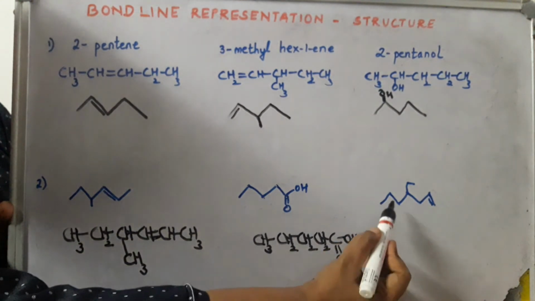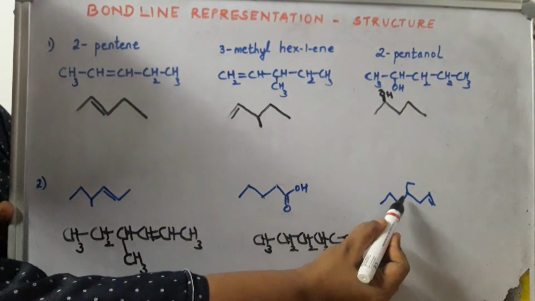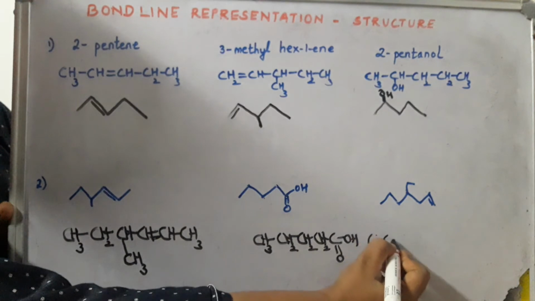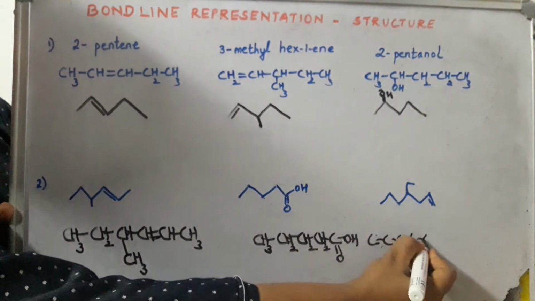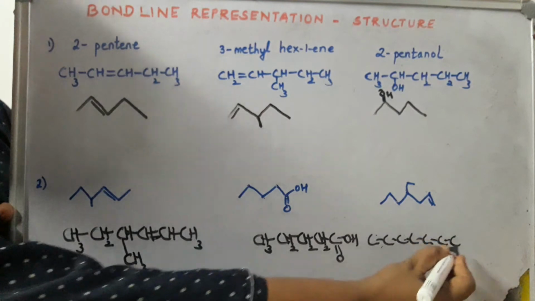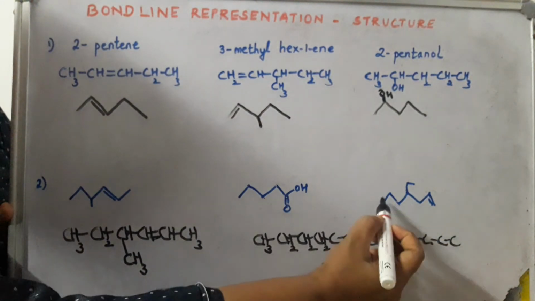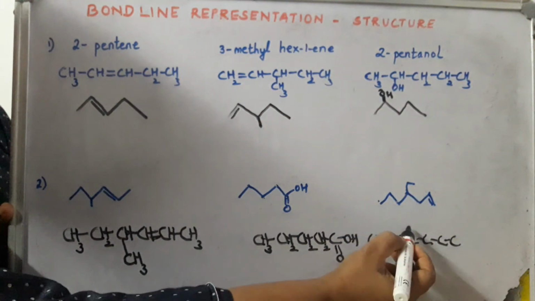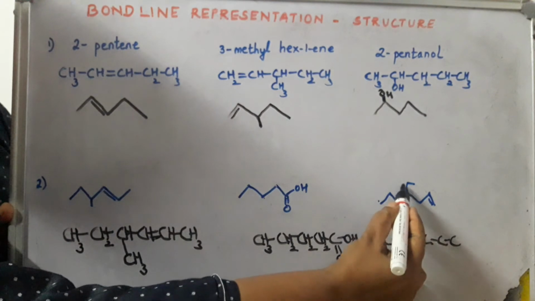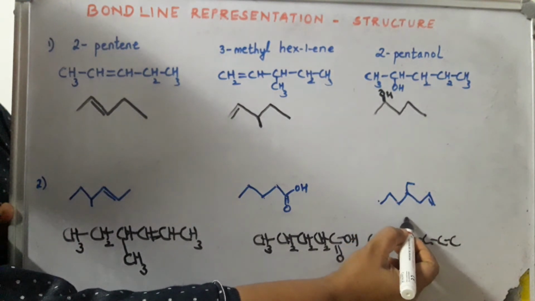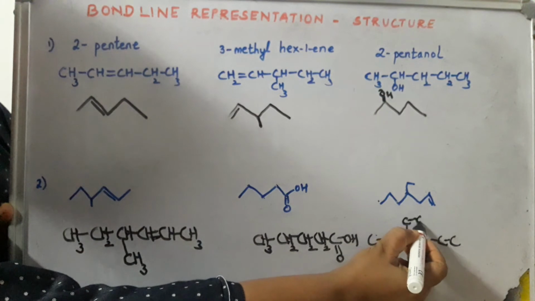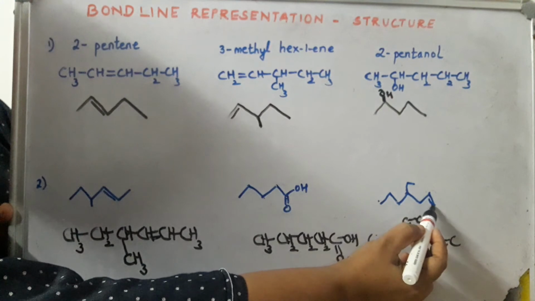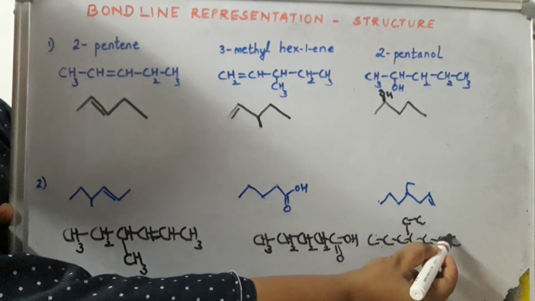Okay. Now the next one, count the carbons. 1, 2, 3, 4, 5, 6, 7. So put the carbons in a chain. 7 carbons in a chain. And on the 4th carbon there is a side chain, but it is made up of 2 bonds. So 1 bond is there, so give a carbon. Again there is another bond, give another carbon. And at the end, between the end carbons there is a double bond, give a double bond here.